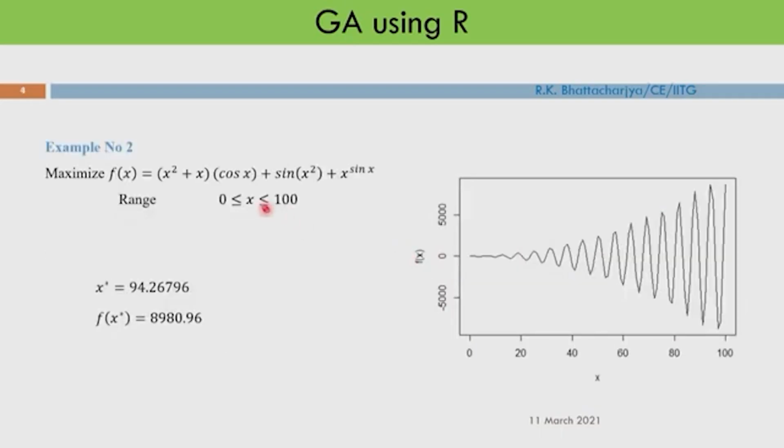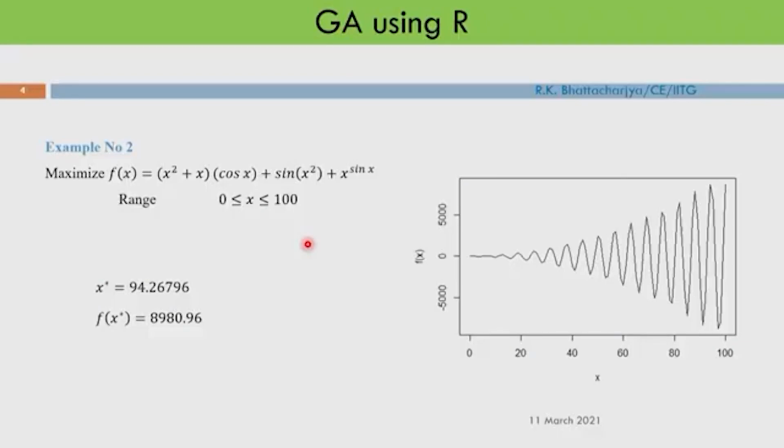The second problem is also a maximization problem, again a single variable function. The function is f(x) equal to x square plus x into cos x plus sin x square plus x to the power sin x, and the range for x is 0 to 100. If we solve this problem, it has several maxima and several minima, and here we are trying to find the maxima.